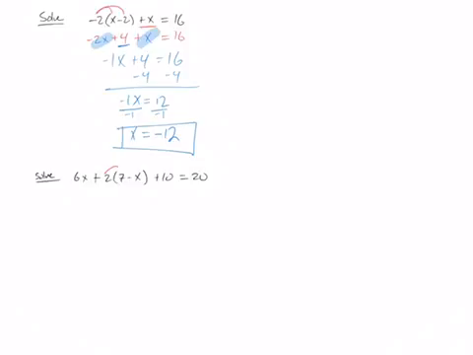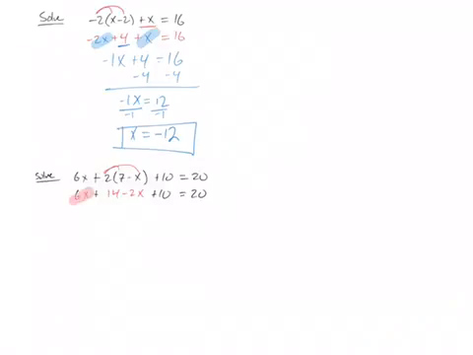2 times 7 is going to give me 14. 2 times the negative x is going to give me negative 2x. This is just a plus 10 I'm bringing down, and I have 6x I'm also just bringing down, is equal to 20. So I'm looking through for ones that are alike.